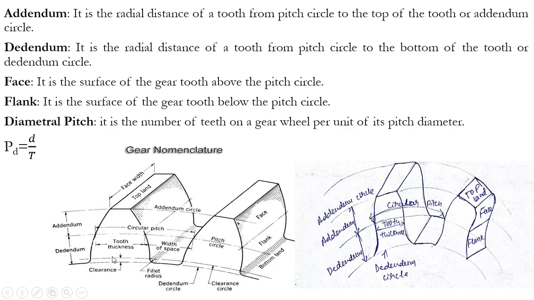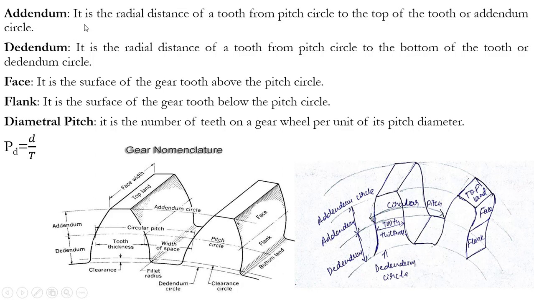I have not shown this line. This is not required. You need not show this thing. I have shown it simply to show the clearance. No problem. You need not show this clearance line at all. So if you show this dedendum circle and this addendum circle, then definitely you can write what is addendum and what is dedendum here.